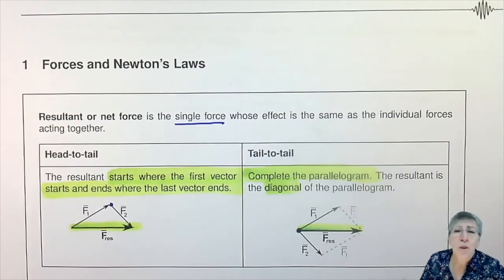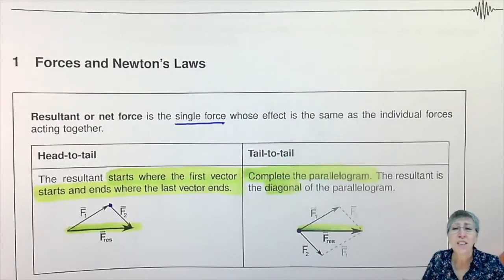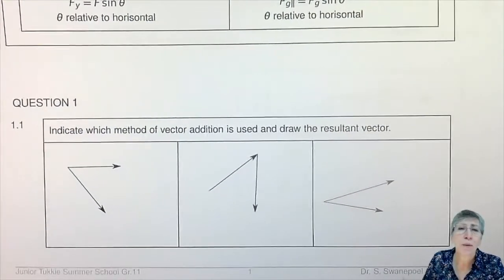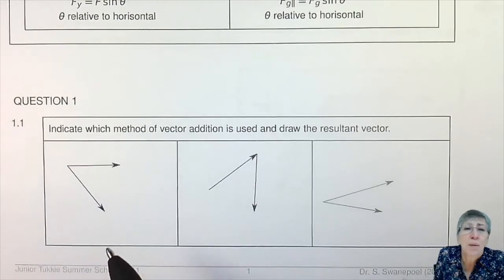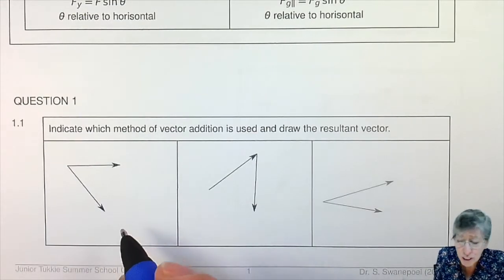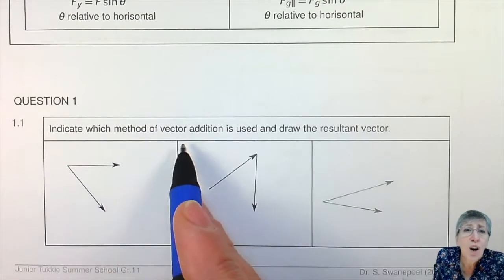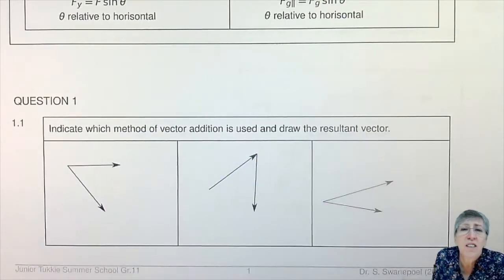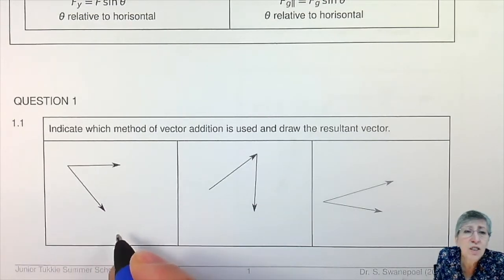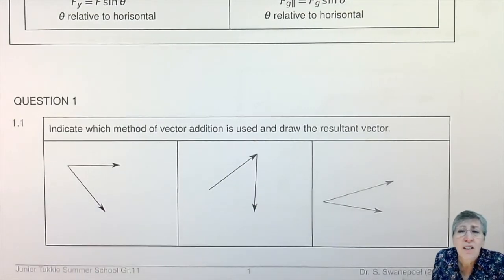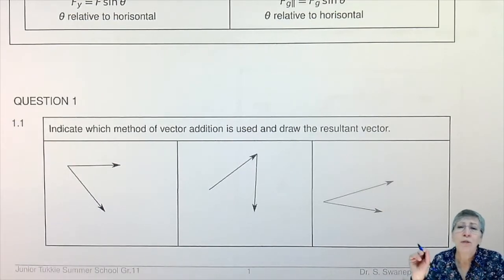Right, so to see if you are happy and comfortable with this, let's move down to the bottom of the page where you have question 1. Now in question 1, I know it sounds easy, but really I have to do this basics first. Indicate the method of addition and then draw the resultant vector. So you have to say, is it this head to tail or a tail to tail? And then you have to draw in the resultant as well. And remember to label it. Now this is where you have to pause the video, do the question, and then come back to see if you've got it right.